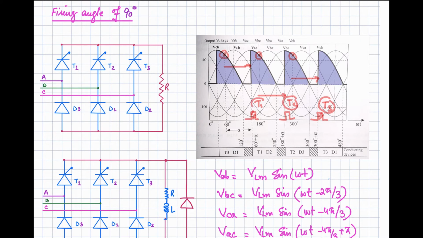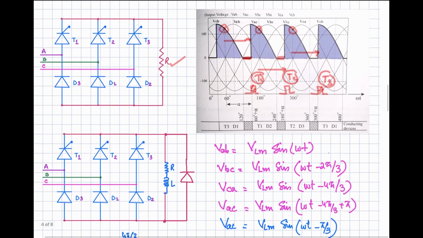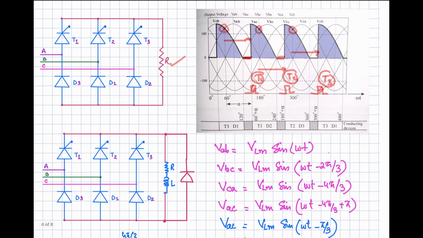So you are applying these three gate pulses, and this voltage waveform will appear, and there will be no negative part over here, as we discussed in the last video, because we have the resistive load. However, for the highly inductive load with the freewheeling diode, you will be getting the same waveforms for the firing of 90 degree, right? So the equations for VAB is VLM into sine of omega t. This is VAB. Then VBC will be at the angle of 120 degree, and VCA will be at the angle of minus 240 degree, and VAC is 180 degree out of phase of that one.